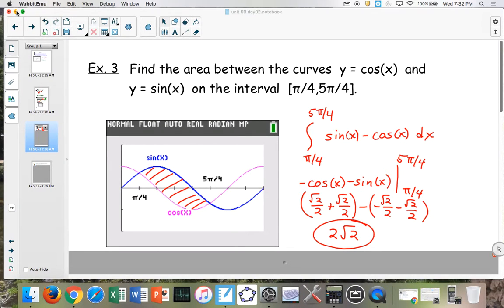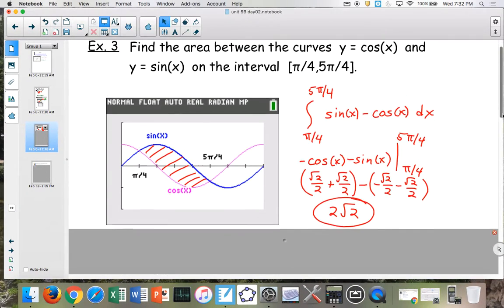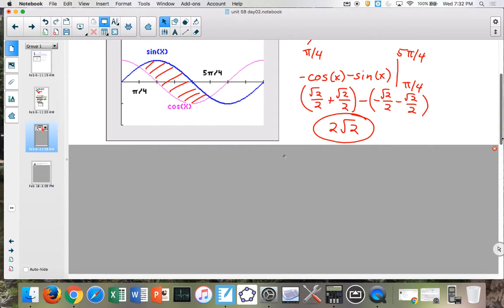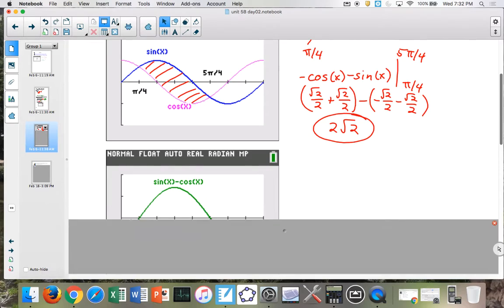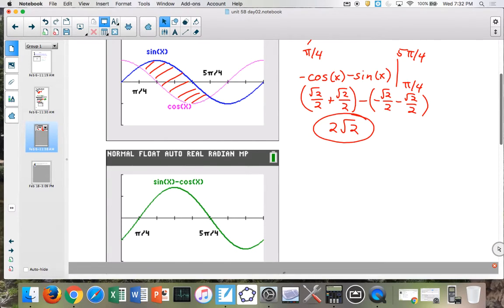All right, another thing I wanted you to think about, though, is another visual interpretation of this problem would be to consider one single function, which was sine x minus cosine x, and then finding the area between that and the x-axis, from pi over 4 to 5 pi over 4. And we wind up getting the same answer.